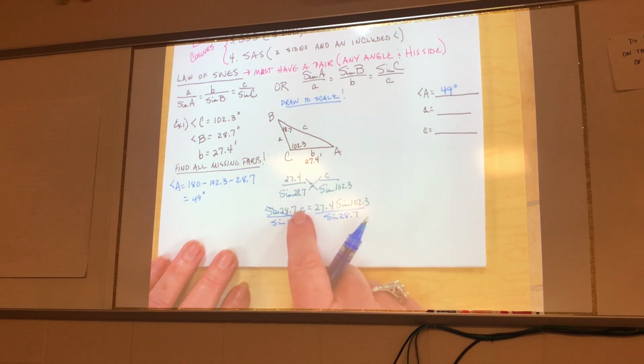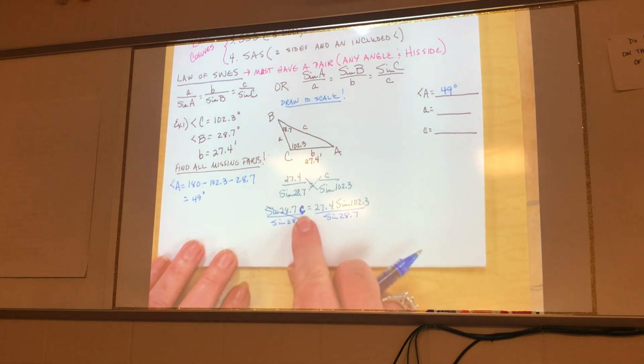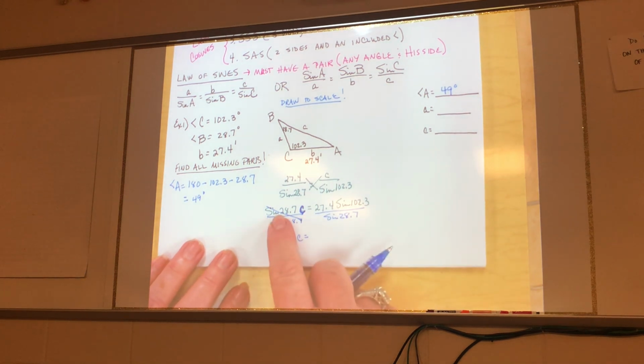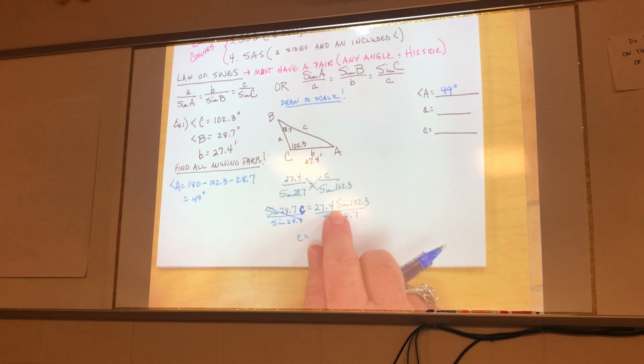And then I'm solving, this is my variable, people, the guy I'm trying to get all by himself. So how do you get rid of this? Well, they multiplied, so we divide. These cancel out, and C is equal to. And I'll put this in my calculator.